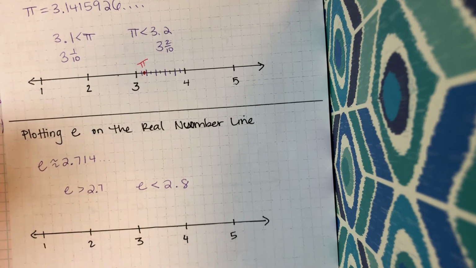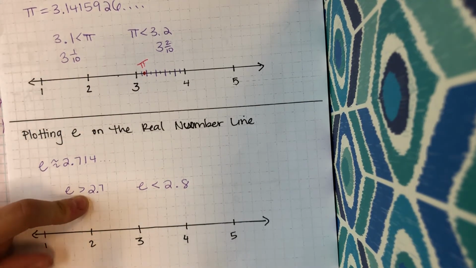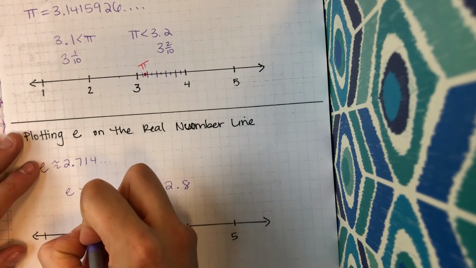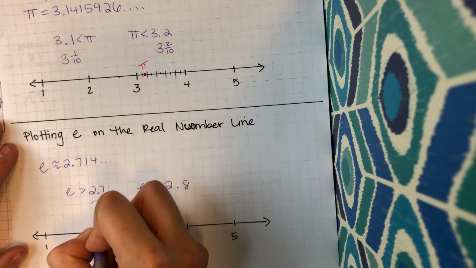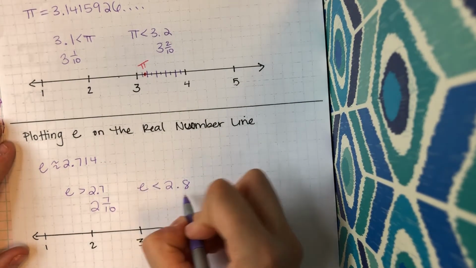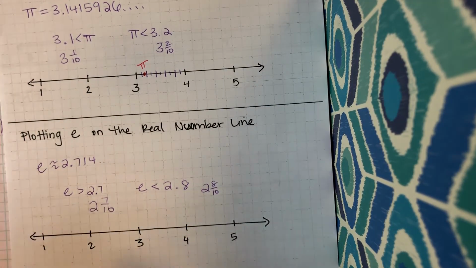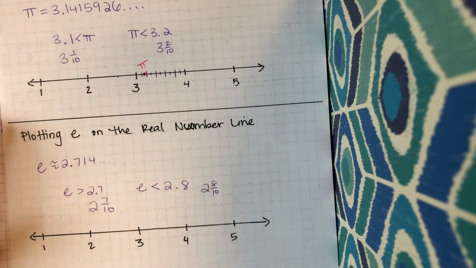So similar to with pi, we can take this number and write it as a mixed number and figure out where it is on the number line. So 2.7 is 2 7/10, and 2.8 is 2 8/10. So e is going to go somewhere in between those two numbers.